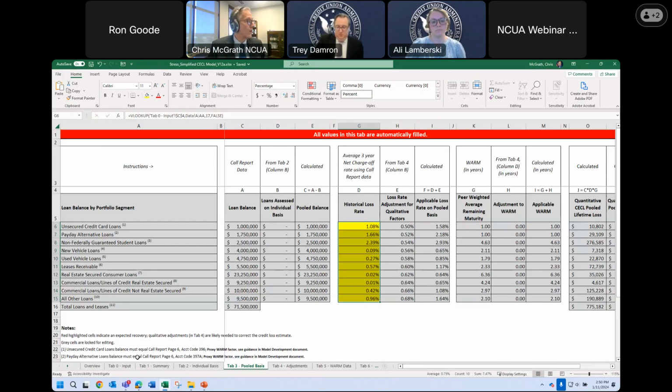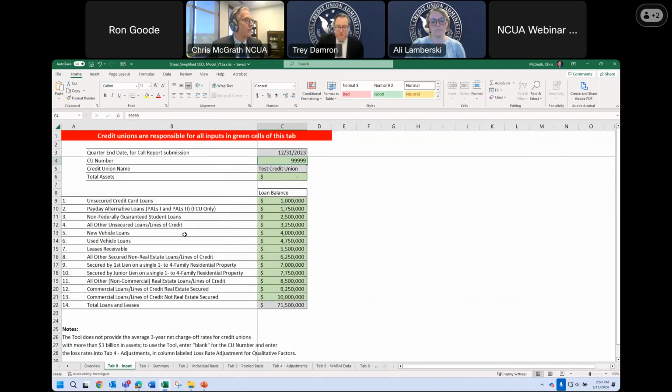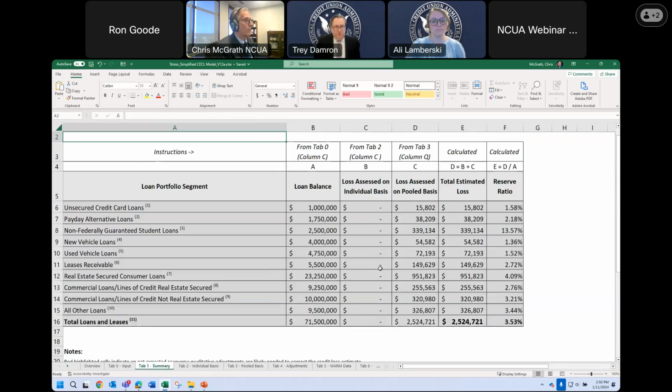So that is automatically imported, pulled, and populated once you enter your charter number. And of course, as of year end, you enter your total assets, and you enter the balances for the loan portfolio categories. These are the loan portfolio categories that are on the call report, the 13 line items. And these numbers will move into the summary tab, loan balance. And you can see here are some loans that we may need to individually assess.